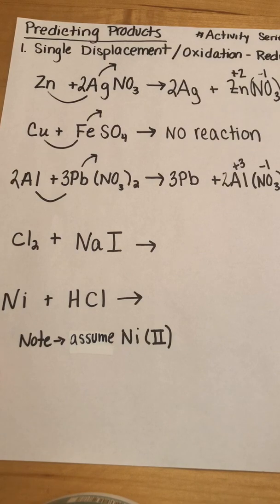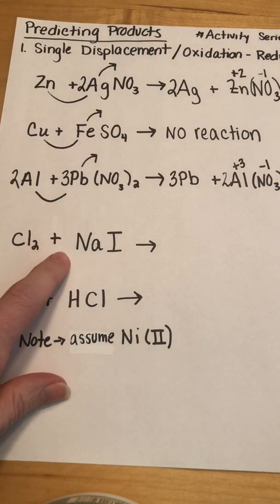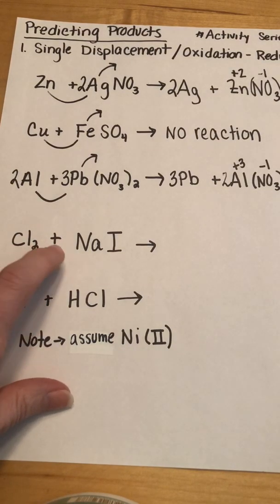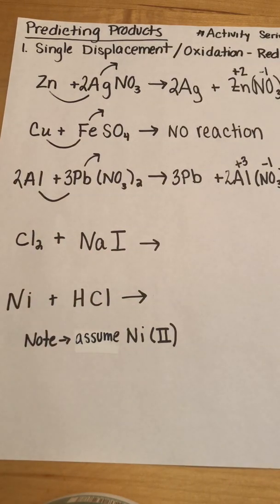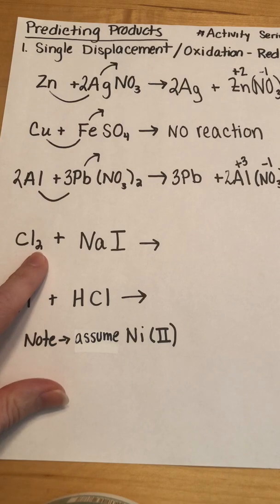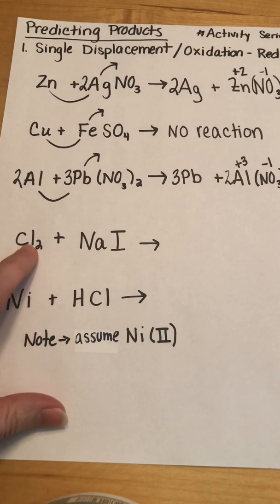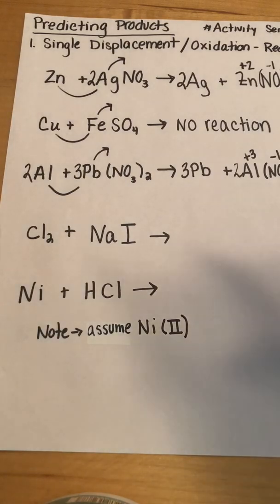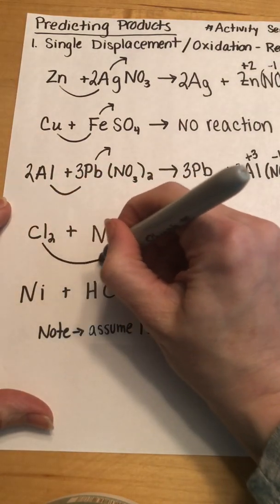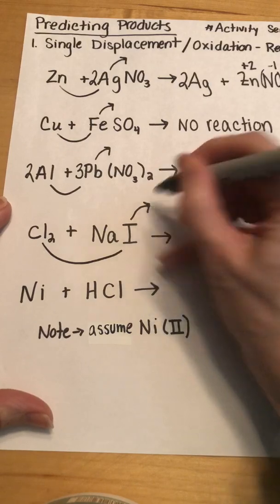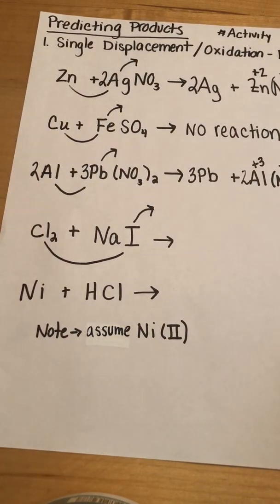All right, in my next example, I have the element chlorine reacting with sodium iodide. That element chlorine has the 2 with it because by itself, chlorine is one of those 7 diatomics, so it needs the 2 when it is alone. Chlorine is a nonmetal, so in this case, since it's a nonmetal, it is looking to kick out the nonmetal in the compound, which is the iodine.